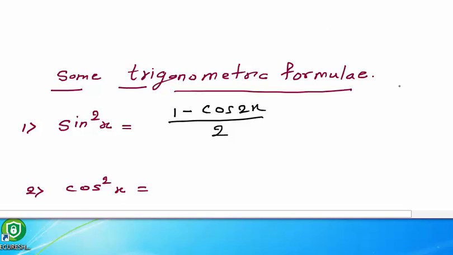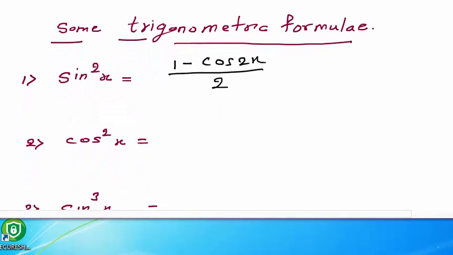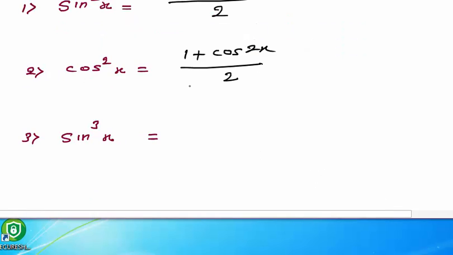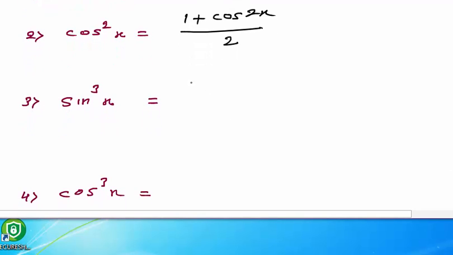You can derive this particular formula from the formula of cos 2x, which is cos square x minus sin square x, and then we can change them into only the sin square term or only the cos square term. Similarly, cos square x will be (1 plus cos 2x) whole divided by 2. Now to derive the formula for sin cube x, we must know the value of sin 3x.